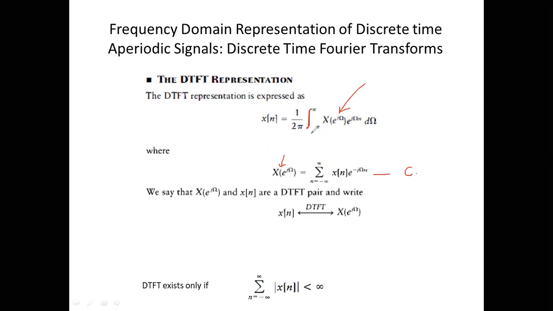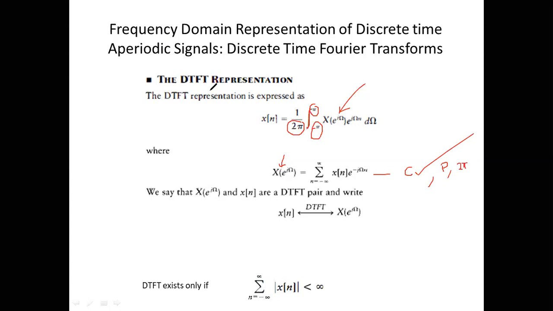Second thing, you can see we are doing the integration from minus pi to plus pi, and then dividing by the period, 1 by 2 pi. That means X e to the power j omega is, first of all, continuous. Second, X e to the power j omega is periodic with period equal to 2 pi, from minus pi to pi. The discrete time Fourier transform is going to be periodic.